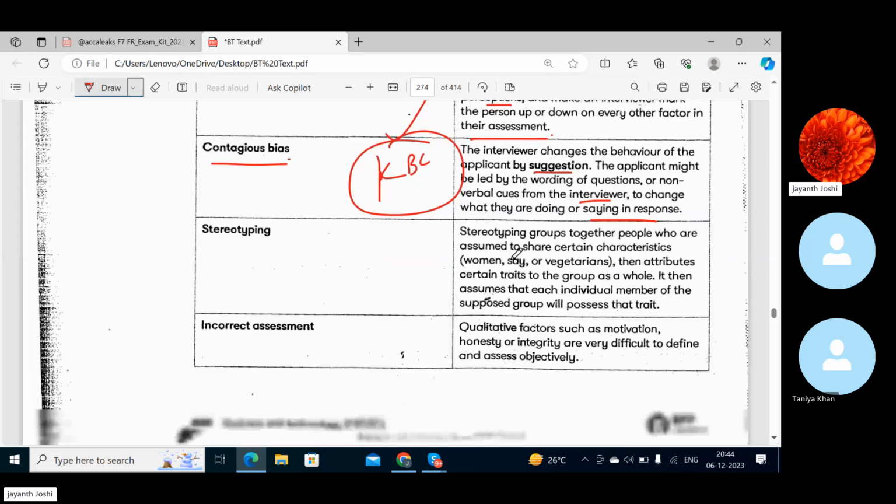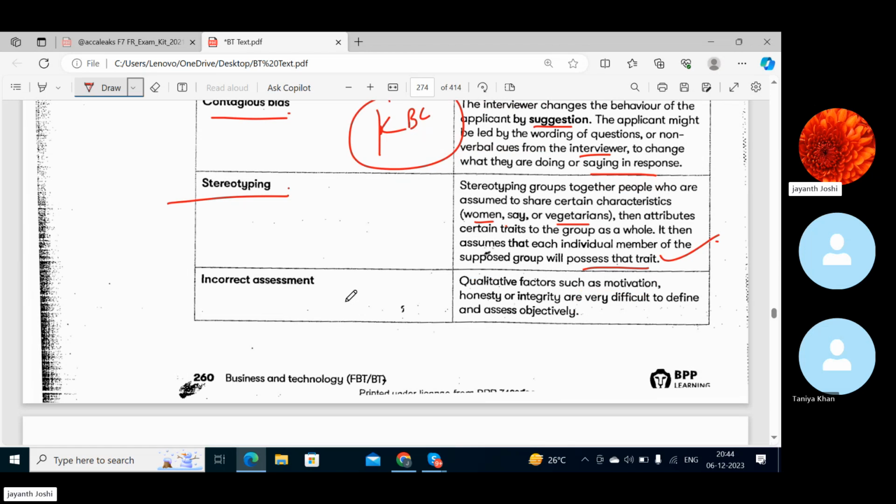Yeah, the hint signals. Stereotyping. See, always the stereotyped ones, like the same thing happening repetitively. Stereotyping groups together people who are assumed to share certain characteristics, women, say, or vegetarians, then attributes certain traits to the group as a whole. It then assumes that each individual member of the supposed group will possess that trait. So they always try to look in some area where they are very comfortable, and based upon that, they'll try to select the candidates. So women always preferring women. Vegetarians will be looking at vegetarians, and they have a stereotype in their mind that vegetarians are always good for a particular position, etc.